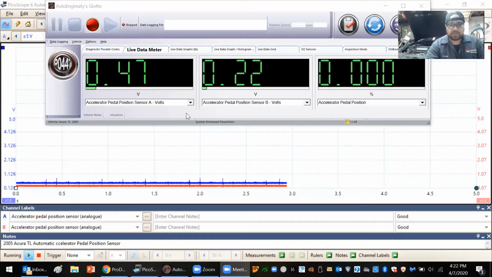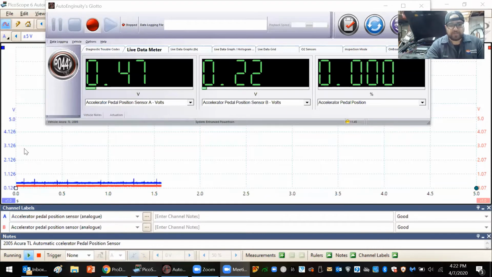Now, because our friends at Autoenginuity went ahead and sent us a scan tool that we could use for class, I've gone ahead and hooked up the scan tool, and I'm going to show you that. In the background, I have Pico running, and then I have the Autoenginuity right over it. This one here is going to be my 0 to 5 volts. Pedal position sensor B is going to be my 0 to 2.5 volts, and this is going to be my accelerator pedal position percentage that the PCM is calculating that it is using.